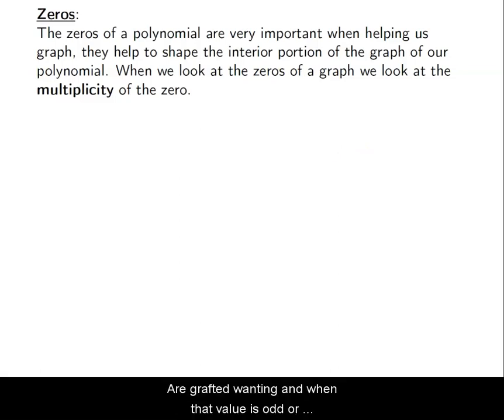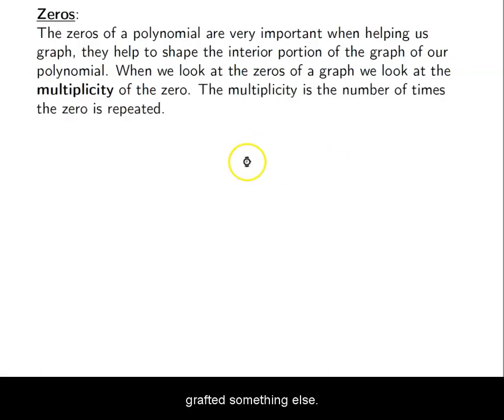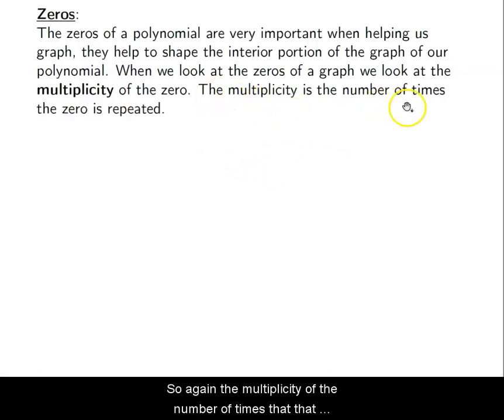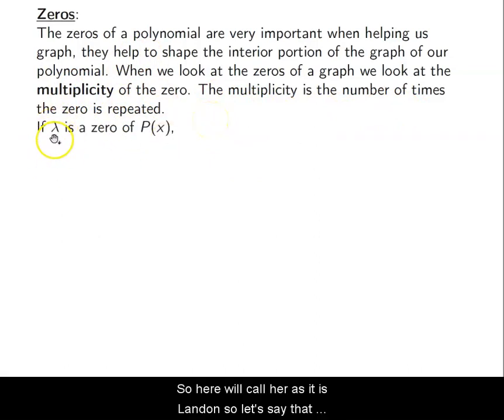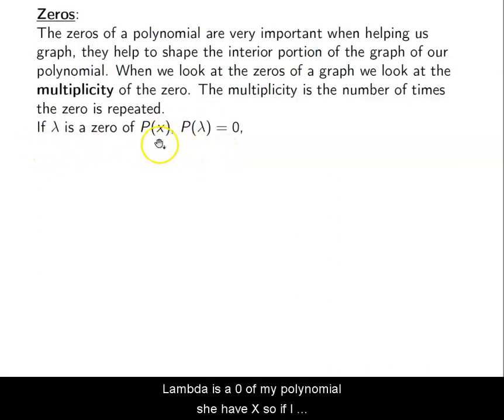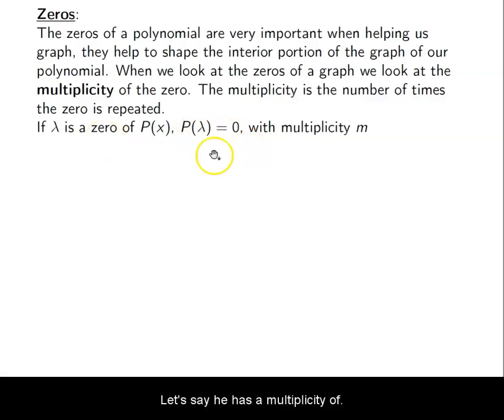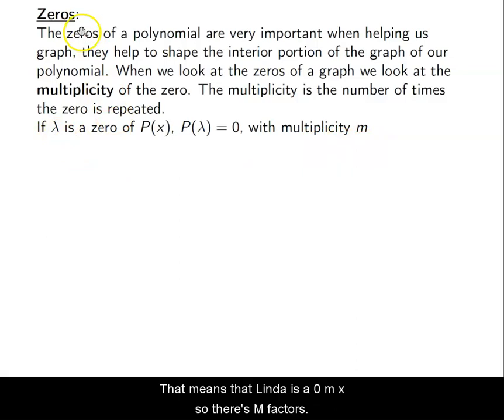And when that value is odd, our graph does something else. Okay, so again, the multiplicity is the number of times that that zero is repeated for that polynomial. So here we'll call our zeros lambda. Let's say that lambda is a zero of my polynomial p of x. So if I plug in lambda to my polynomial, I get out 0. Let's say it has a multiplicity of m. That means that lambda is a 0 m times, so there's m factors of lambda.